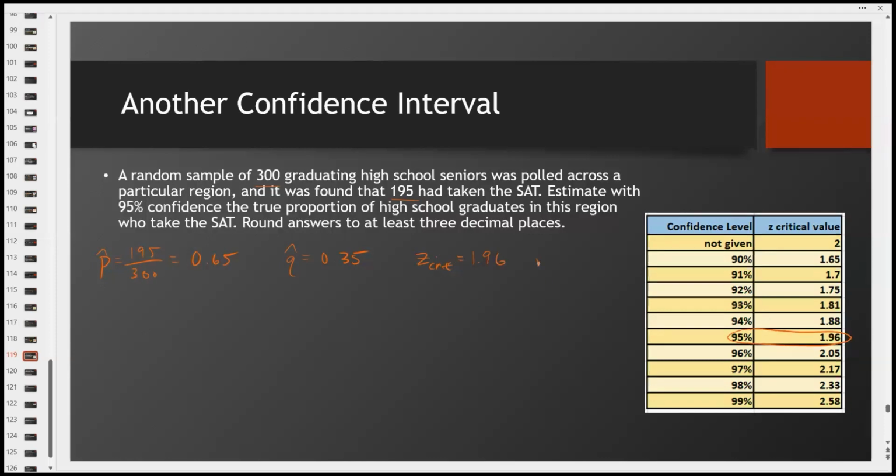And we need a sample size of 300. To find the margin of error, we're going to multiply the critical Z value times the square root of p times q over n. So 1.96 times the square root of 0.65, 0.35 divided by 300. And again, remember to do the thing underneath the square root first.